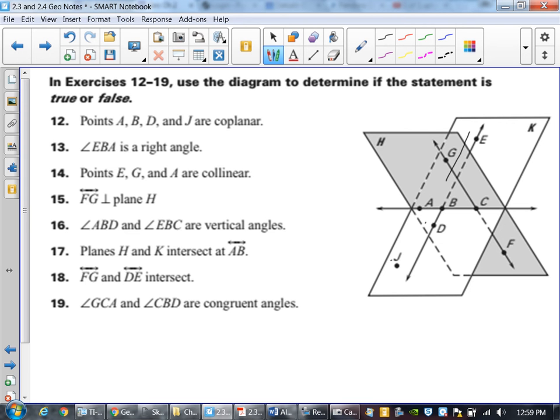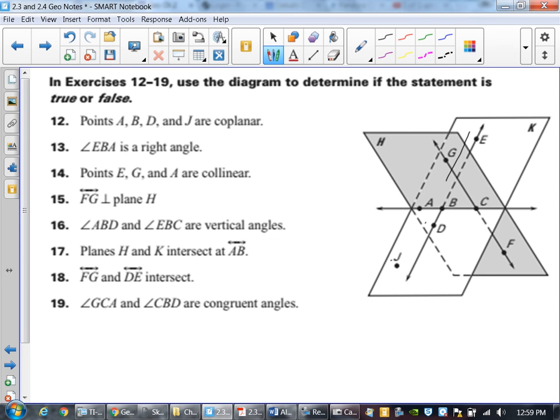Is line FG perpendicular to the plane H? Plane H is the plane that's shaded gray. Is that line FG perpendicular to it? We don't know. It intersects it, but is it perpendicular? Because if it was perpendicular, what would we see? We see the right angles. Very good. Do you see right angles there? We don't have any markings of it, so we can't assume it.